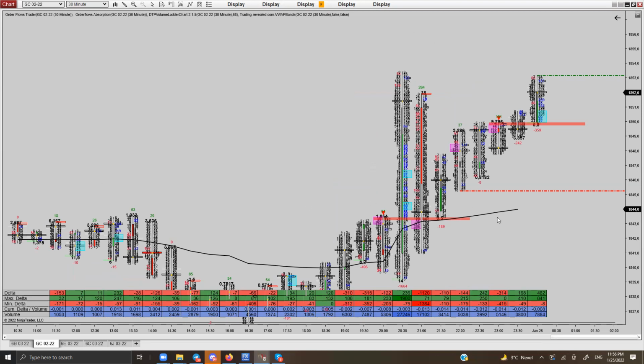But you will get confidence when you see this big stopping volume when the break is happening, then you know that yes, this break and retest will work.